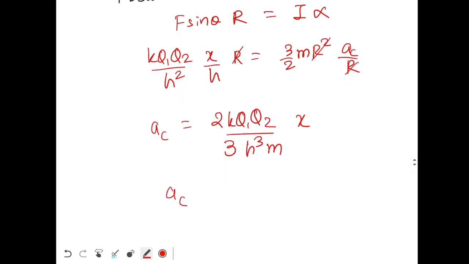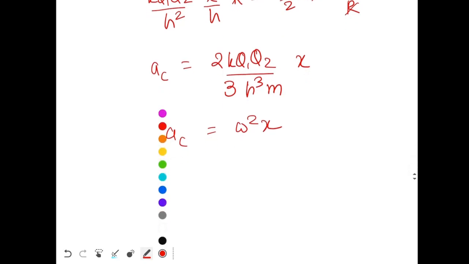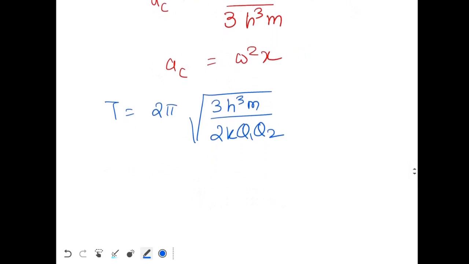Ignoring the minus sign, ac is equal to omega square x. Omega is the angular frequency of SHM. Fine. So the time period will be 2 pi by omega. So 2 pi under root 3 h cube m by 2 k q1 q2. I'm ignoring the minus sign for q1 or q2. Okay. So now we can calculate the time period.